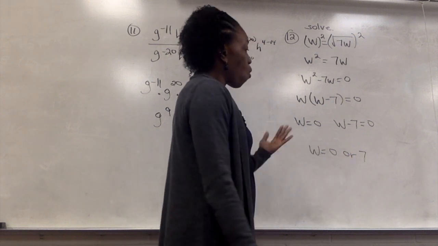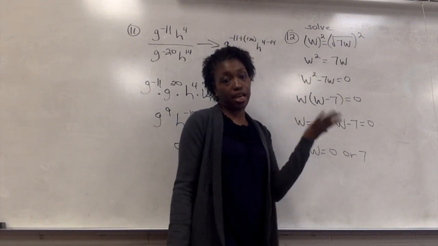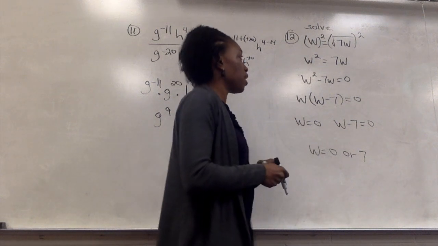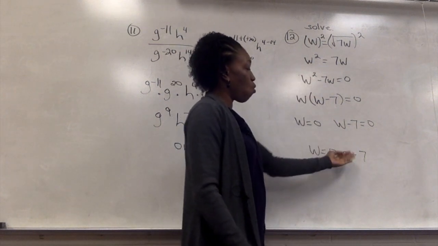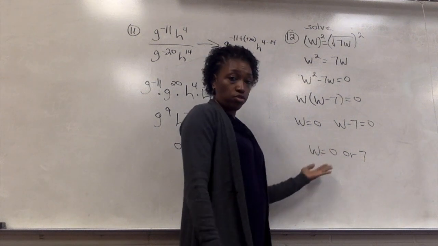Now remember we say or because it can only be one of those at a time. You can't have it for both at the same time. So this is why we use or to show that we have two answers here.